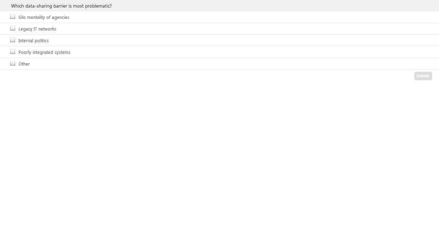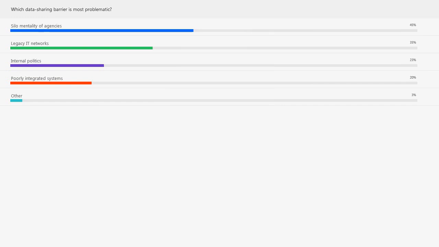Oh, let's see what people have chosen here. All right, silo mentality of agencies has it. And then legacy IT networks, and then internal politics and poorly integrated systems are kind of tied for third. All right, appreciate that insight, folks.